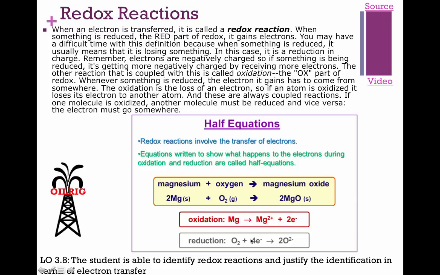And remember, in order to add them up, your electrons have to equal. All right, so in order to add these 2 up, what would I have to do? Multiply the oxidation half reaction by 2. Right? Your electrons always have to equal for you to cancel them out.